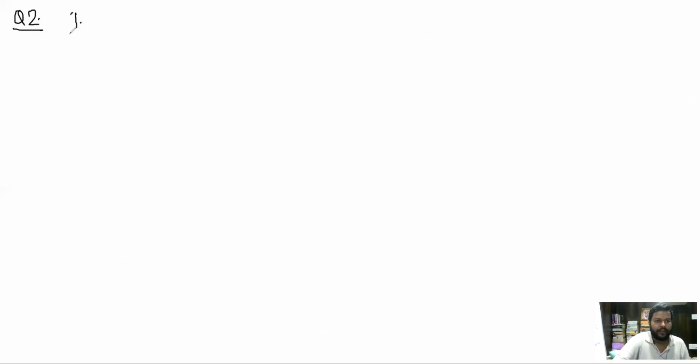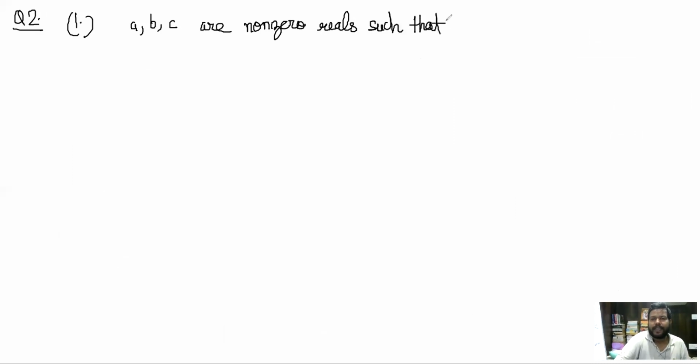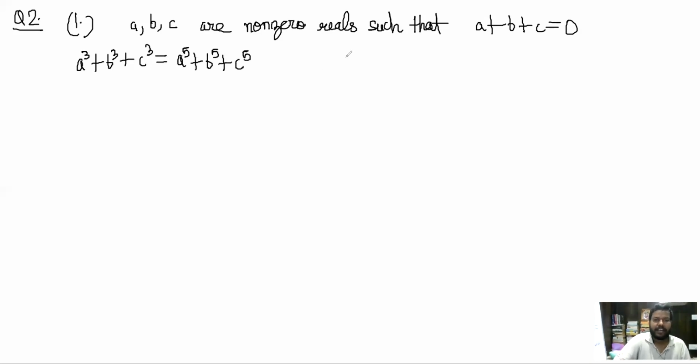Question 2, part 1. The question says that a, b, c are non-zero real numbers such that a plus b plus c is equal to 0. It is also given that a cube plus b cube plus c cube is equal to a power 5 plus b power 5 plus c power 5. You have to find the value of a square plus b square plus c square.